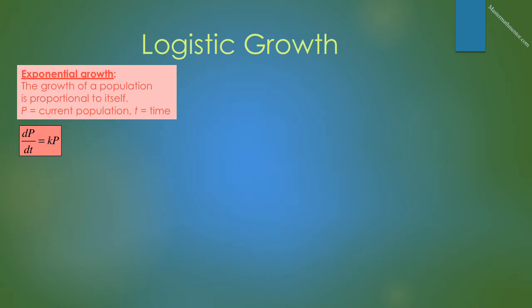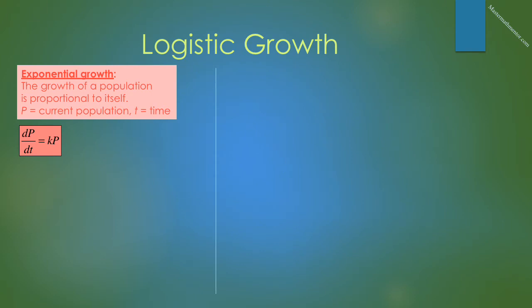Exponential growth talked about growth of a population which is proportional to itself. So if P represents the current population and t equals time, then our differential equation was dP/dt equals kP. This was saying that the greater the population, the faster the population grew.